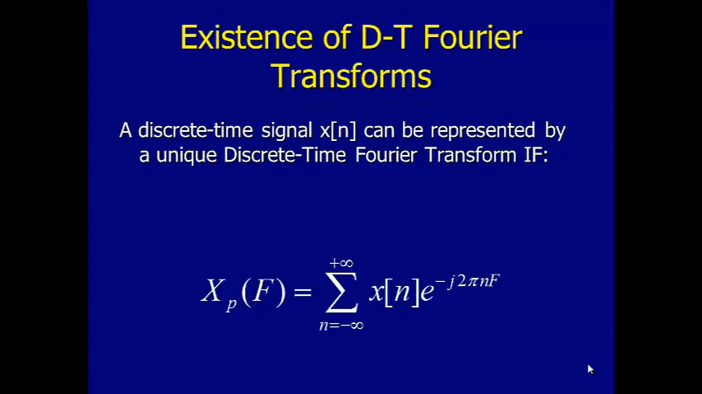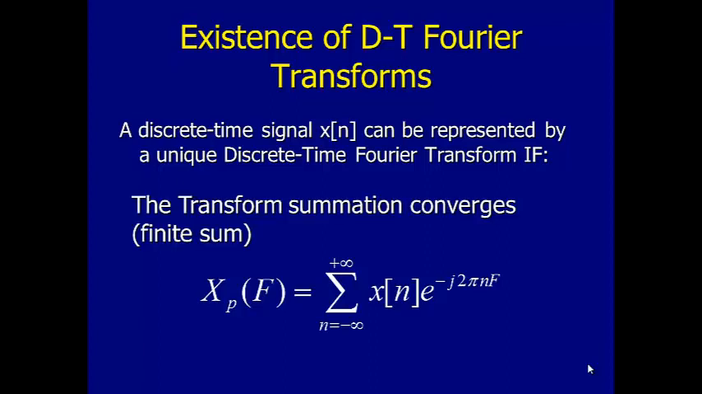I can't use this on every single signal, because this summation has the chance to go off to infinity. That sum may not converge. And if that sum doesn't converge, then I can't compute a valid discrete time Fourier transform. So first we've got to ask, when does this exist? When does this function converge? That'll be our simple starting point for defining when we can use a discrete time Fourier transform. Well, obviously, we can use it when the summation converges.